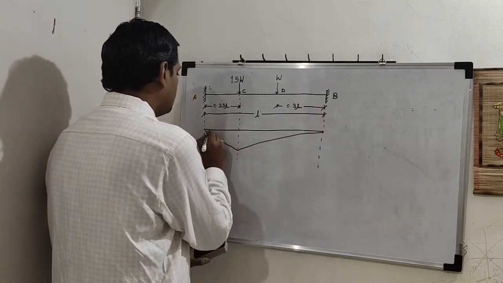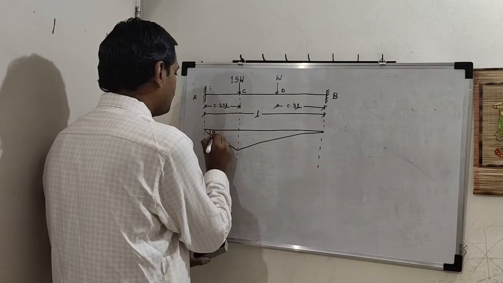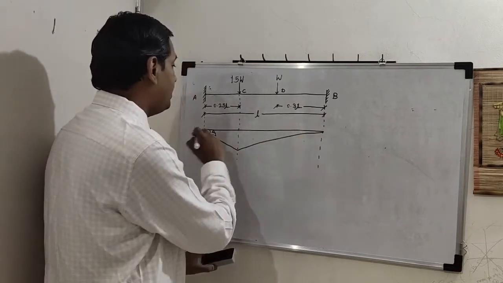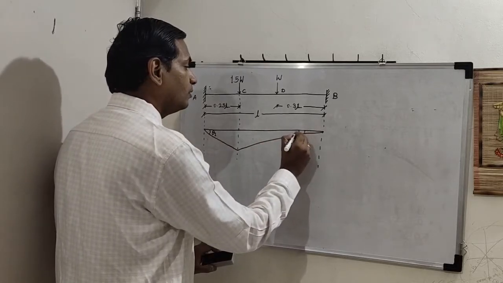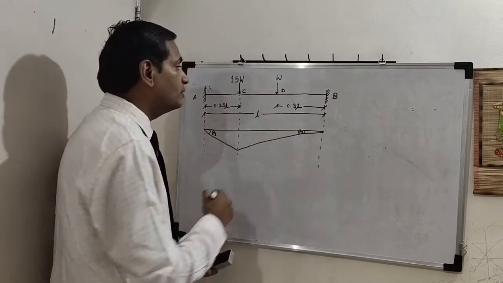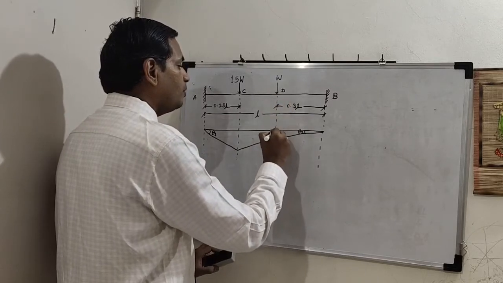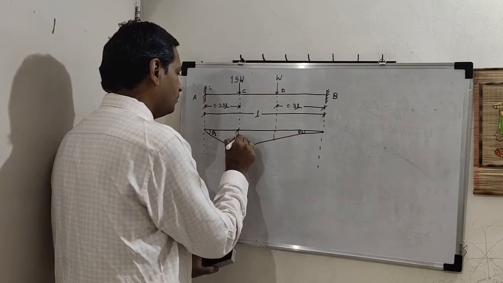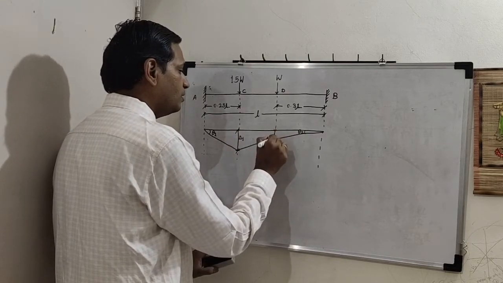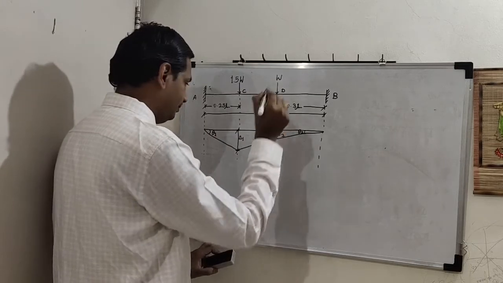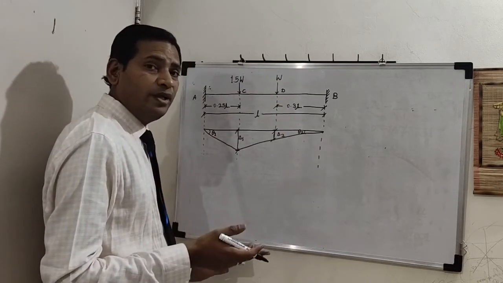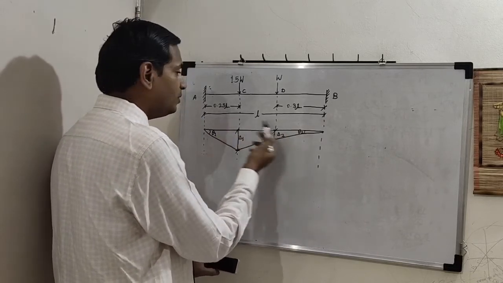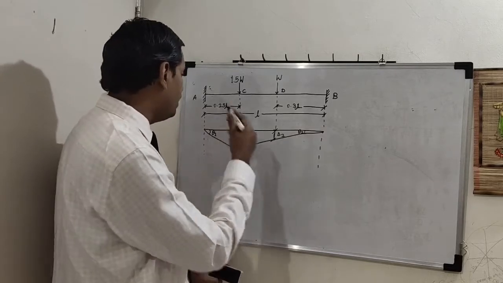Okay. Now since the load is not symmetric here, rotations will not be the same on both the ends. So theta 1 and theta 2. Okay. There will be some deformation here also. So we shall assume this as delta 1 and this as delta 2. And now we will bring delta 1 in terms of theta 1, delta 2 also in terms of theta 1, theta 2 also in terms of theta 1.